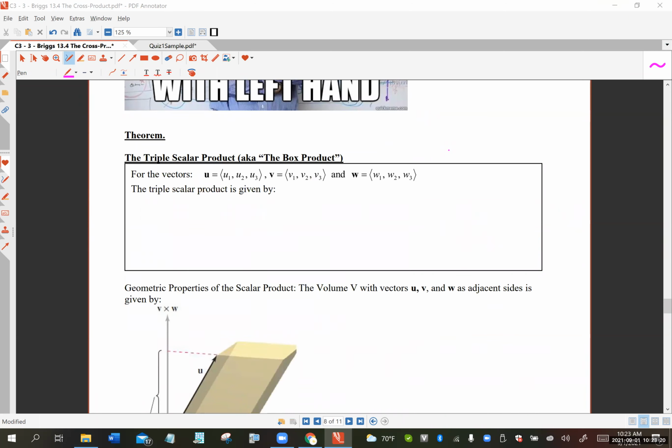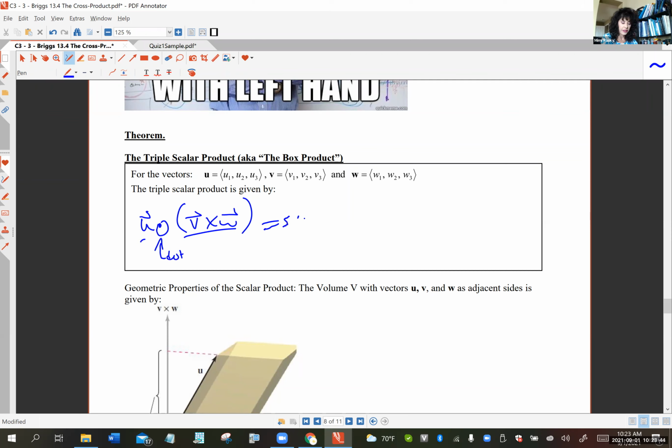So if you have 3 vectors in space, the triple scalar product is known as the dot product of one of them with the cross product of the other 2. And it turns out this is a scalar, because remember, when you do a dot product of a vector with a vector, you will get a scalar. But what scalar do you get?